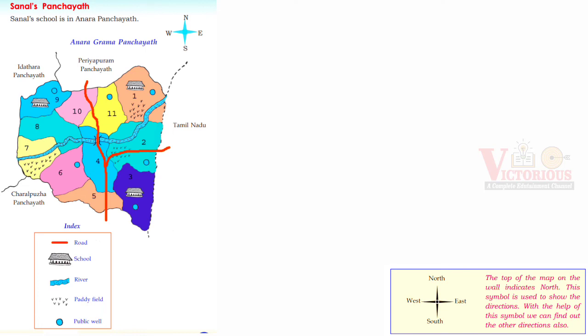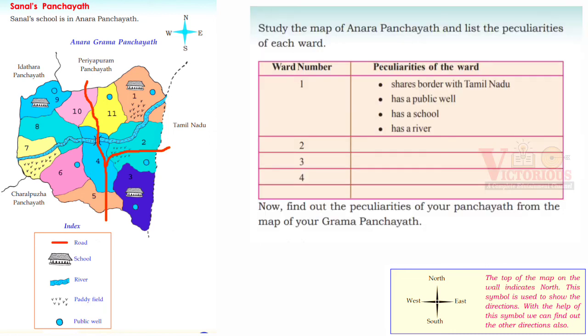Find out the wards through which the rivers flow. Which are the wards that share their boundaries with Tamil Nadu? What you have to do is find these answers and list the peculiarities of each ward. Okay? So we can see from this picture north, south, west, east and all, right? Then the boundaries of Anara Panchayat: we can see Idattara Panchayat, Periyapuram Panchayat, on the right side, Tamil Nadu.